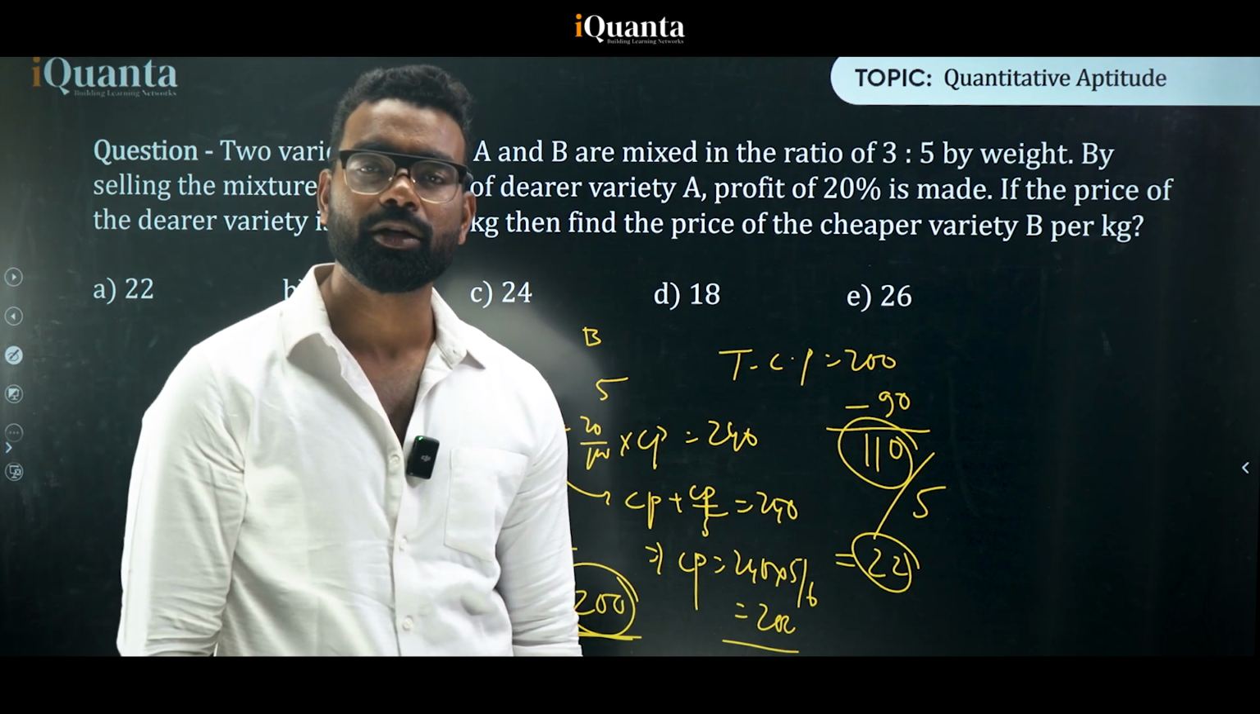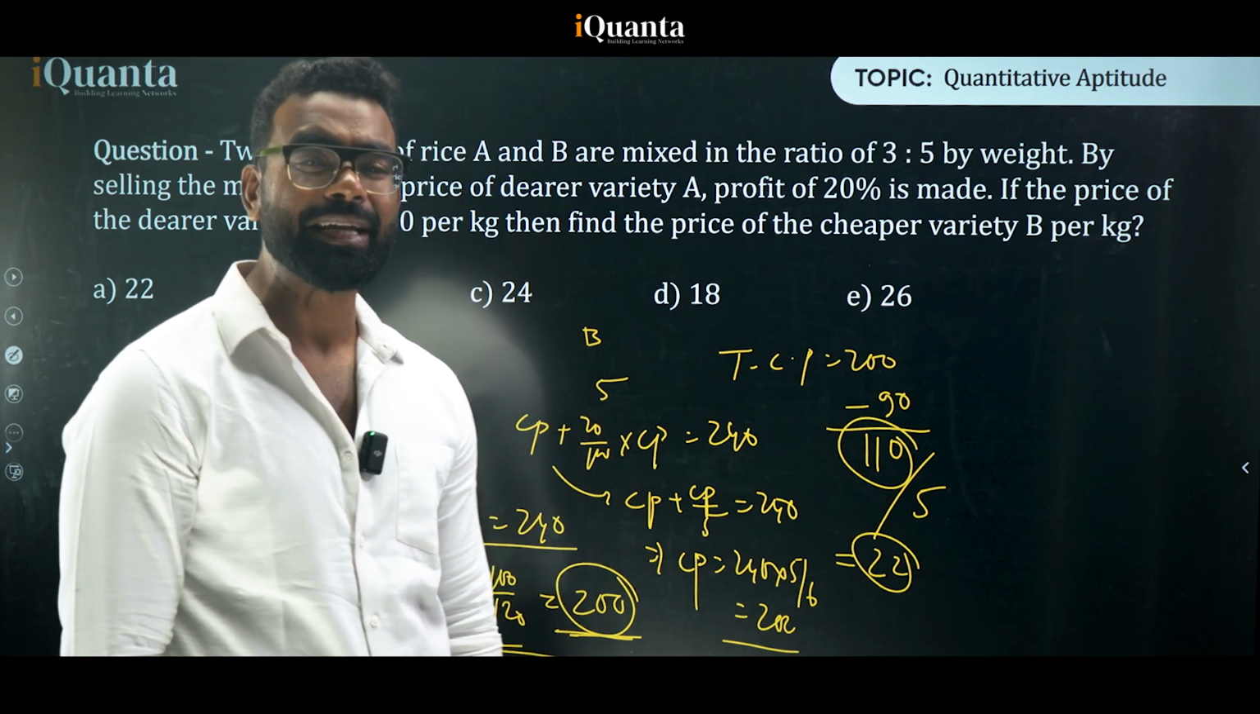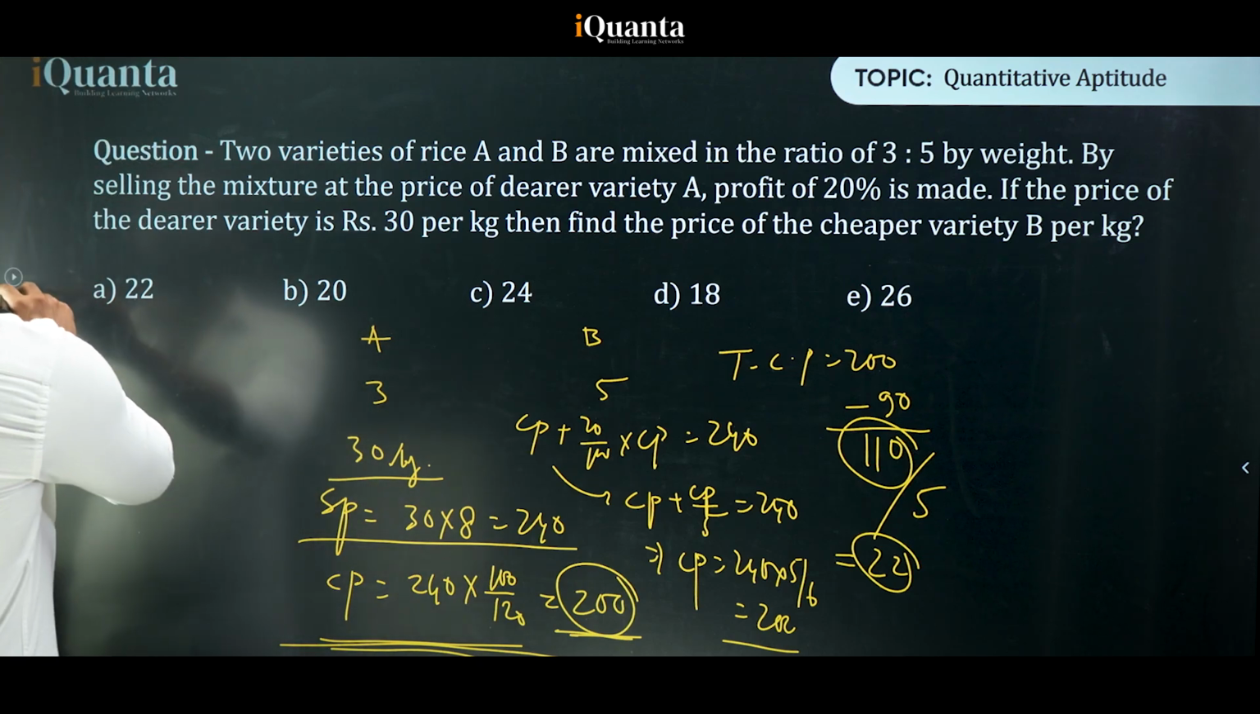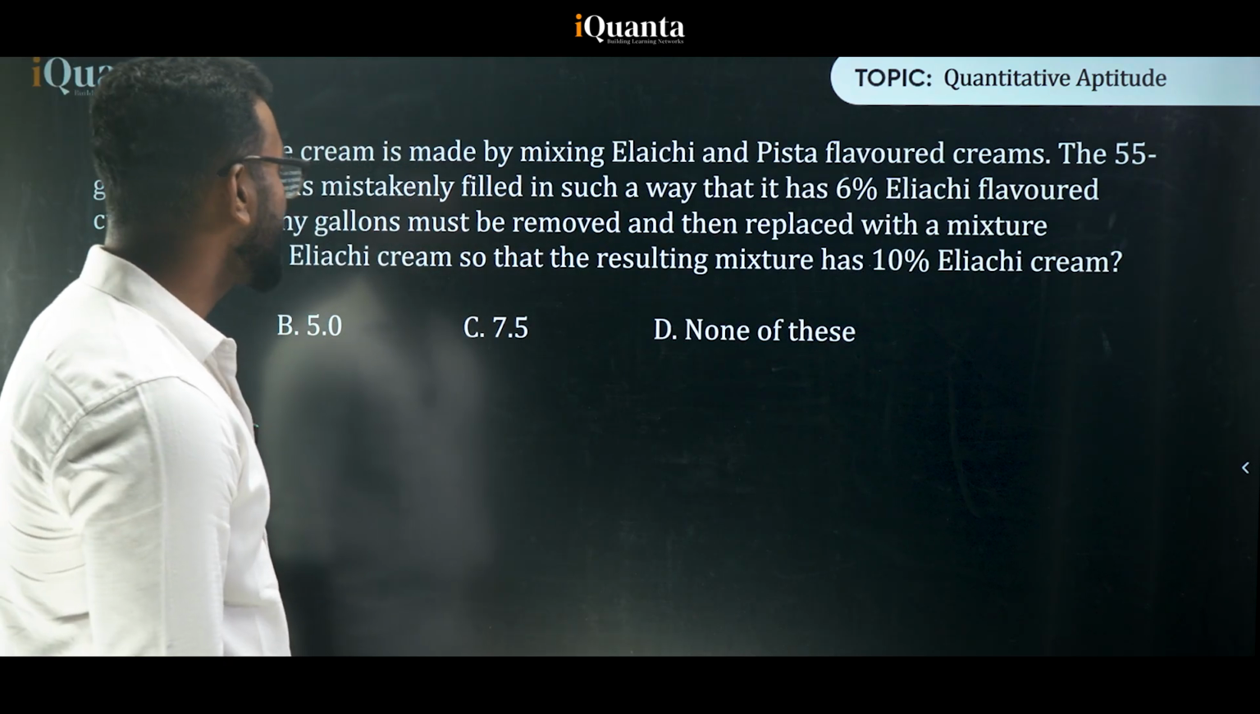The cost price is nothing but 22 for the variety B, the cheaper variety. So this is how you can solve this type of questions. Very important, obviously. Now this is a very important question.